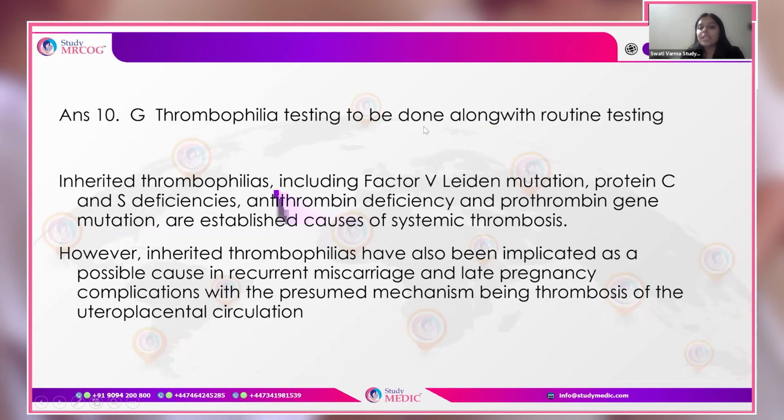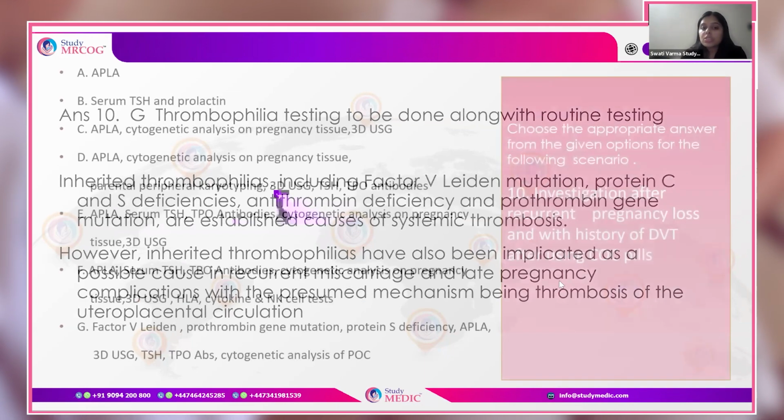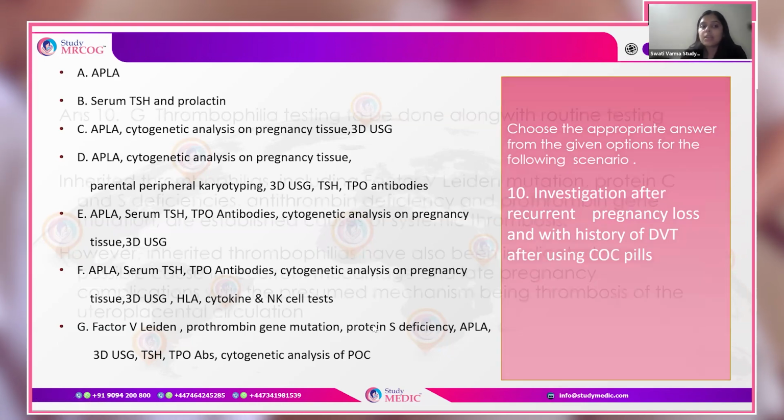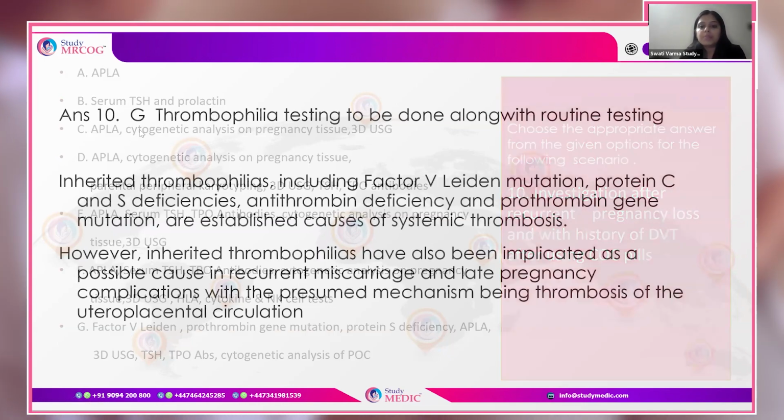Thrombophilia testing to be done along with routine testing. These are established causes of systemic thrombosis, so we need to rule them out. Because in general, after COC pills, nobody gets spontaneous DVT unless some risk factors are there. Since we suspect risk factors, we need to carry out these tests. So in this, the best answer becomes G.